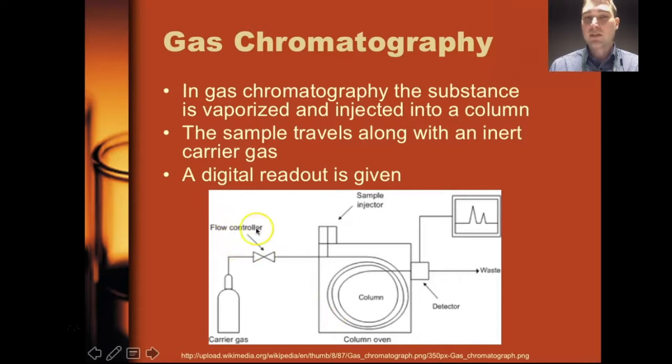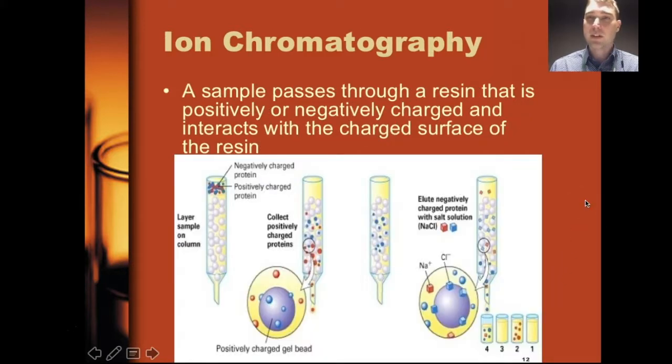Gas chromatography is very similar. The sample is injected into a column and is carried by a gas this time instead of a liquid solvent. The gas travels along the column, and then as the substance passes out of the column, you get a digital readout.